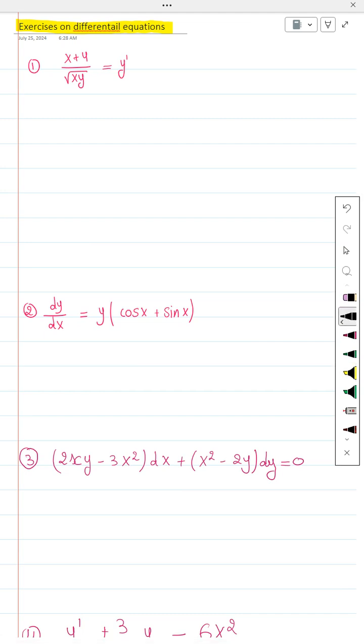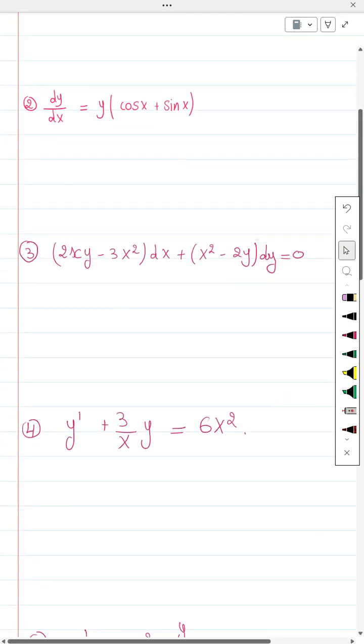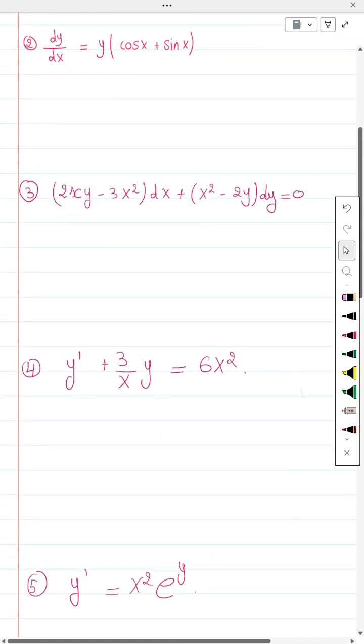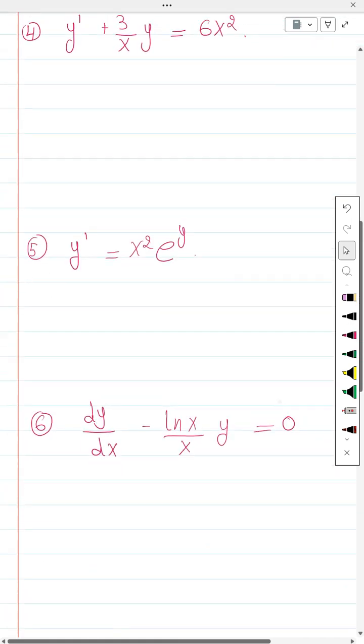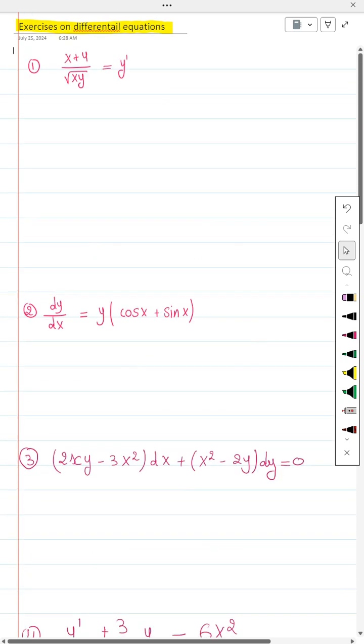In these exercises, we don't know which one is homogeneous and which one is linear, as you know that we have seen some types of first-order differential equations. So we're going to solve them by using techniques to determine whether it's exact, linear, or written in the form of Bernoulli, etc. So let's get started with the first example.